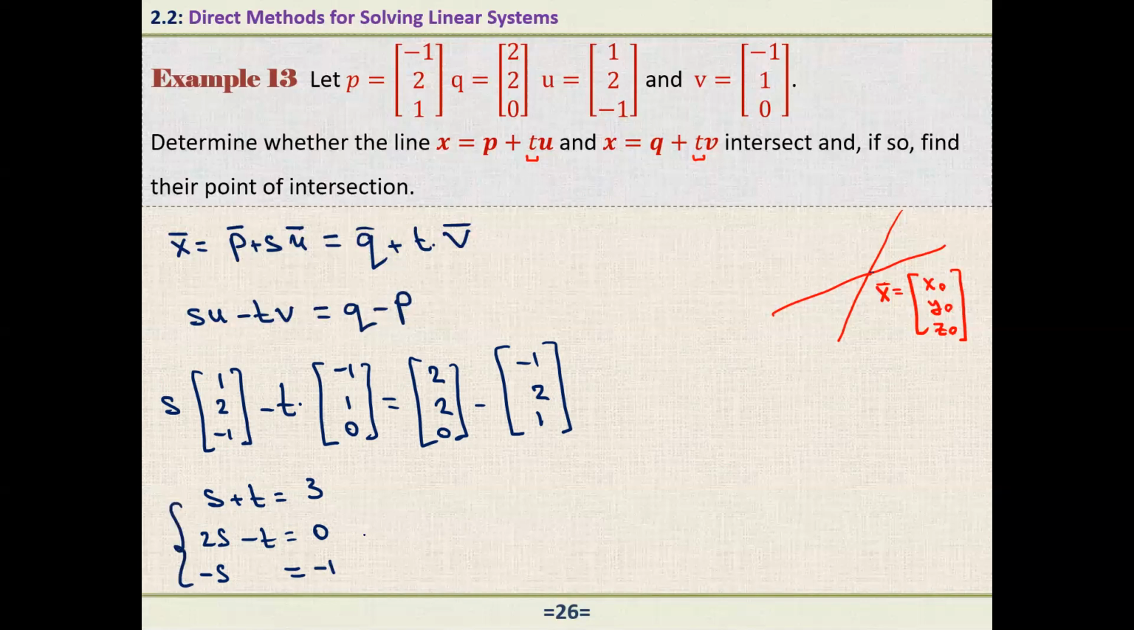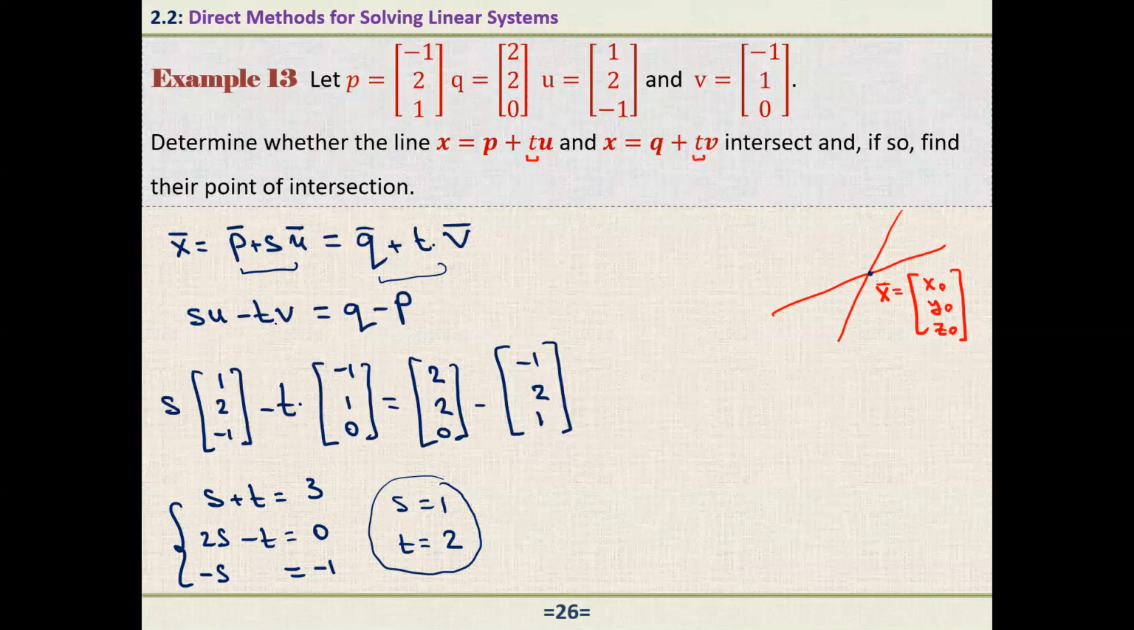Right. So now from the last equation, as you see, s equals 1. Now if I substitute here, t is equal to 2. So these are the solutions of this system. So we need to find this x vector. Using either of these two lines, they will produce the same thing at these values. We will get the x vector, whose terminal point is the intersection of these two lines.